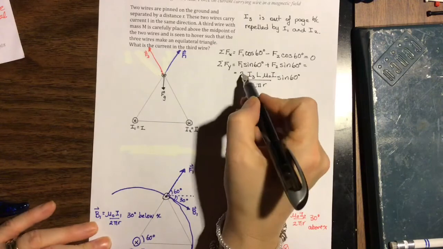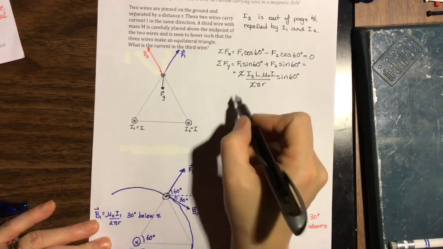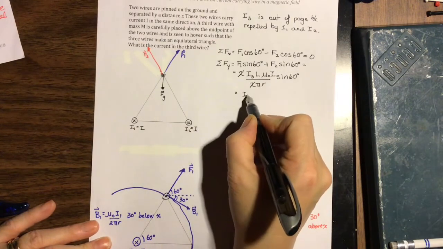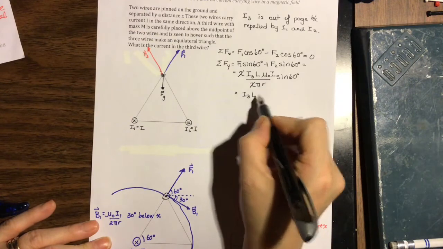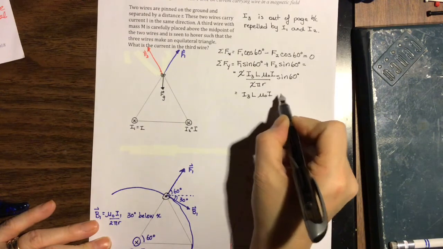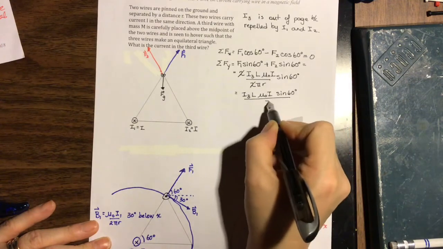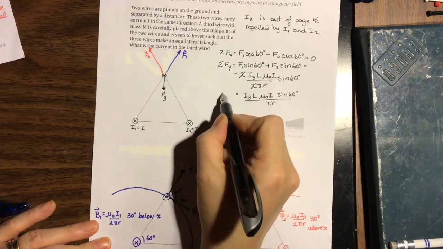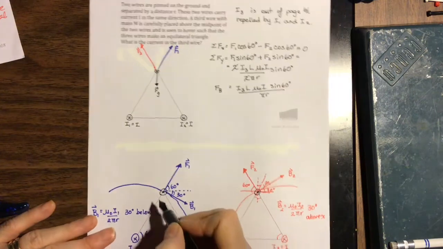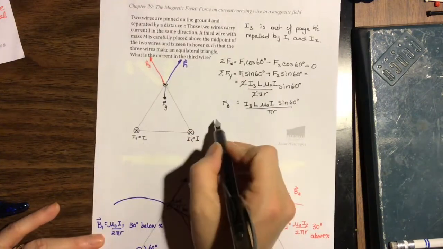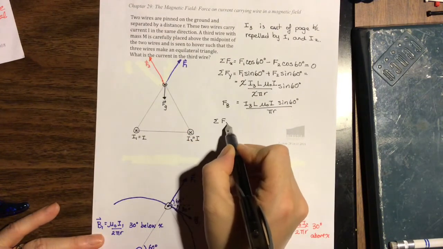We see that the 2's cancel, so that simplifies a little bit: I3L mu naught I sine 60 over pi times r. And this is our magnetic force, so that's the amount of force that points up. We know that the wire is floating. That tells us that the sum of the forces in the y direction has to be 0.